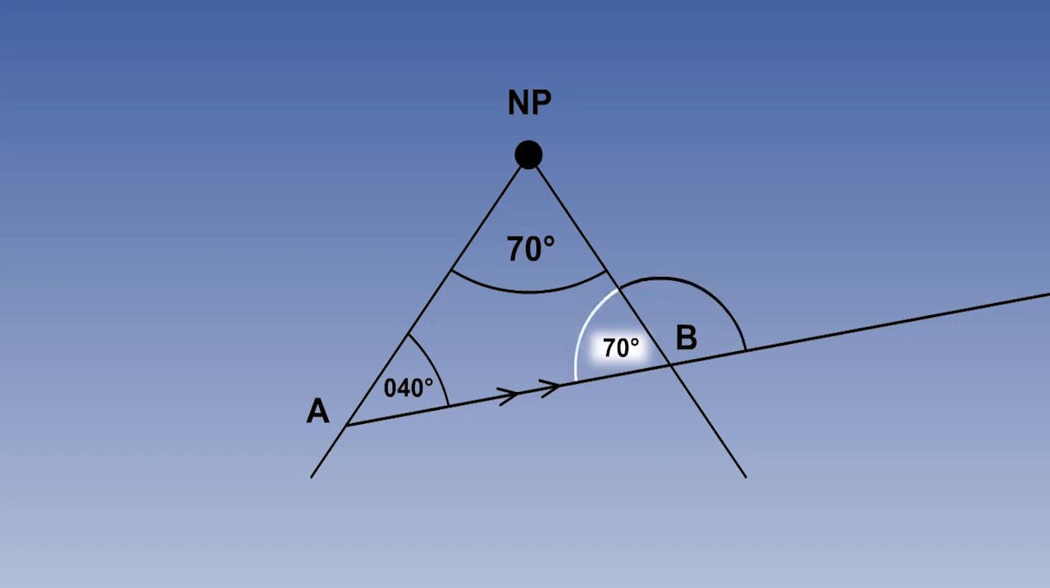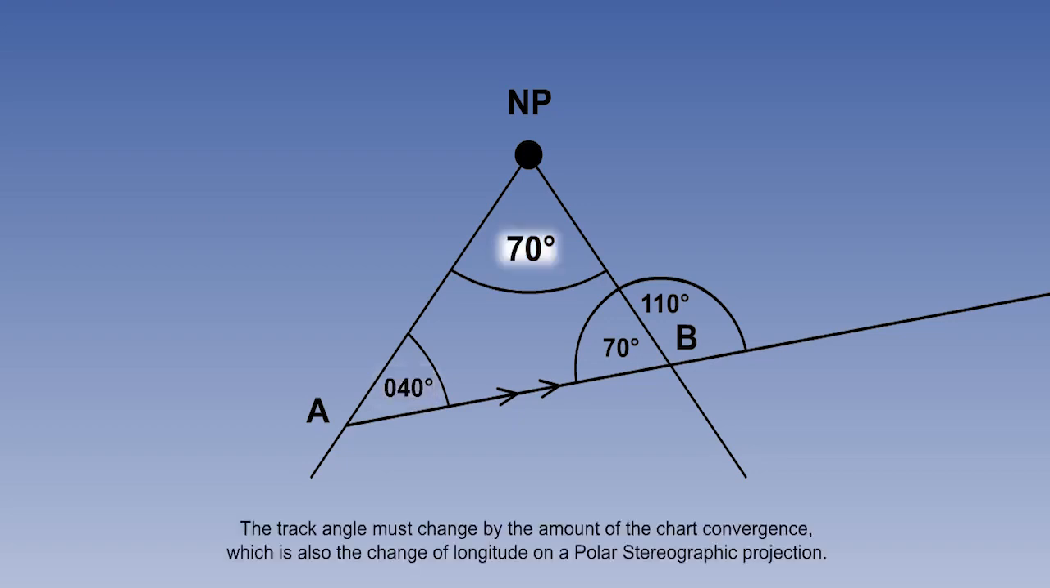The line AB is a straight line track, and a straight line also has an angle of 180 degrees. So the supplementary angle, in other words the track angle at B, is 180 minus 70 degrees. This is a track of 110. The original track was 040. So the track angle must change by the amount of the chart convergence, which is also the change of longitude on this projection.